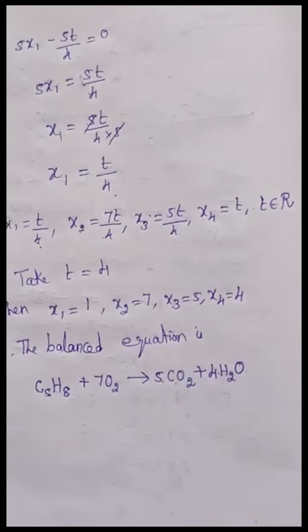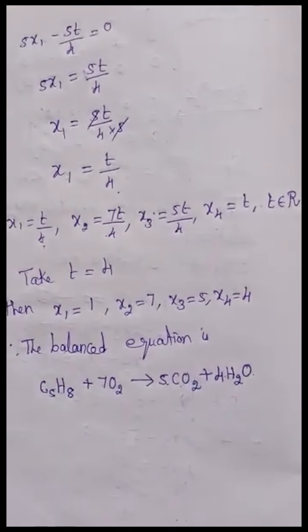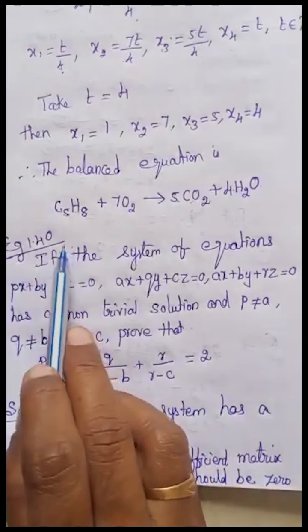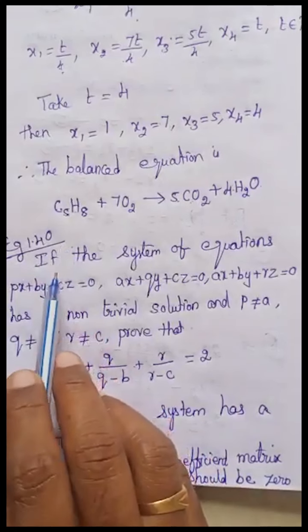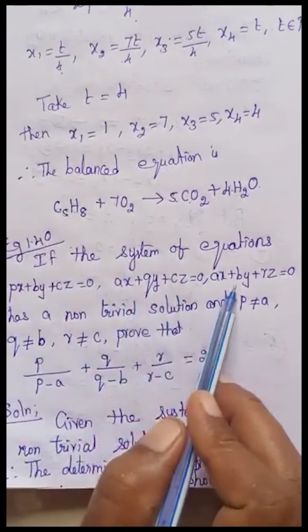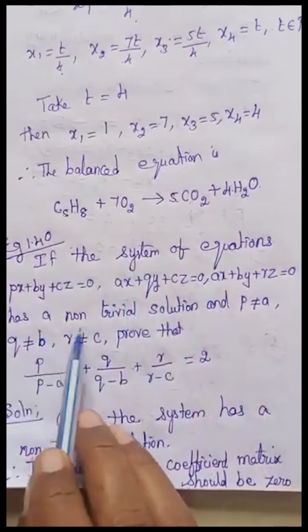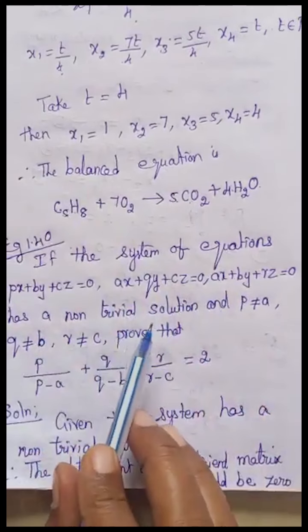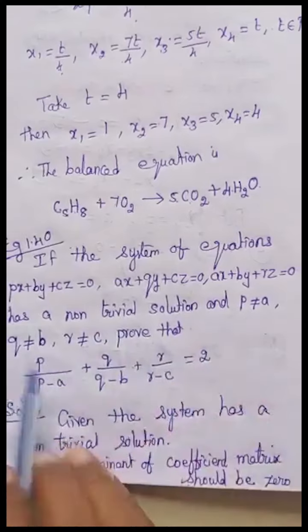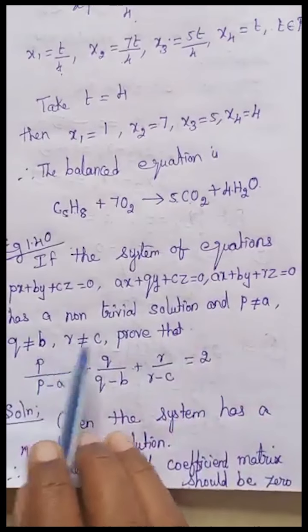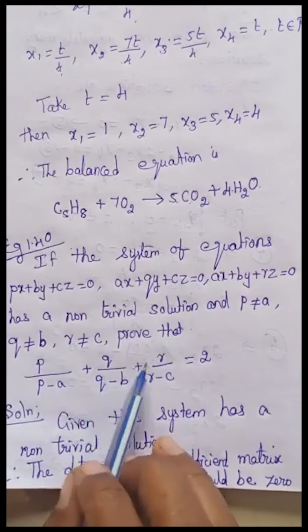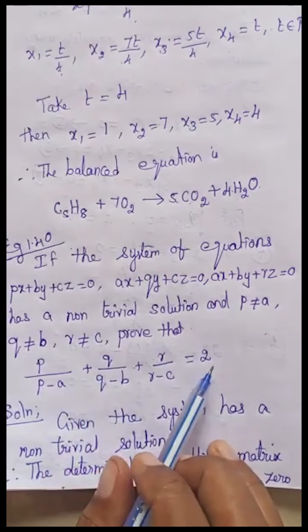Do you all understand this? Shall we move to the next problem? See the next example, 1.40. Last example in this chapter. If the system of equations, see, 3 equations are given, has a non-trivial solution, and P not equal to A, Q not equal to B, R not equal to C, prove that P by P minus A plus Q by Q minus B plus R by R minus C is equal to 2.